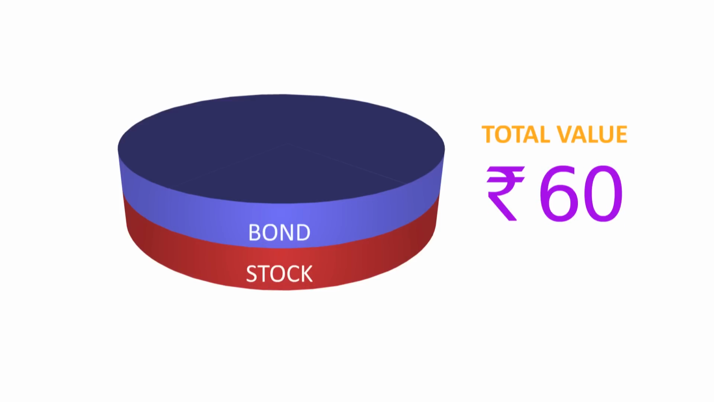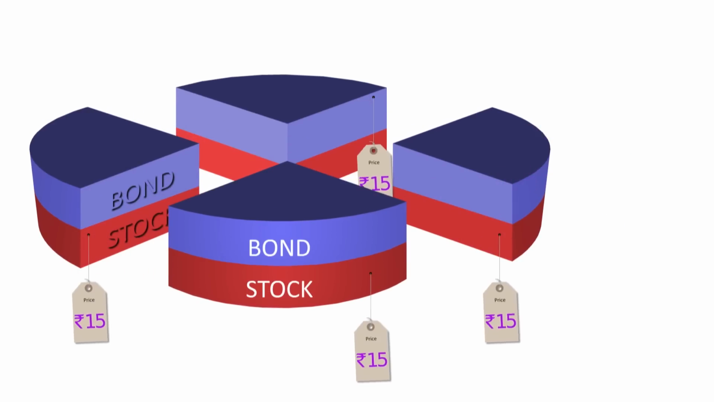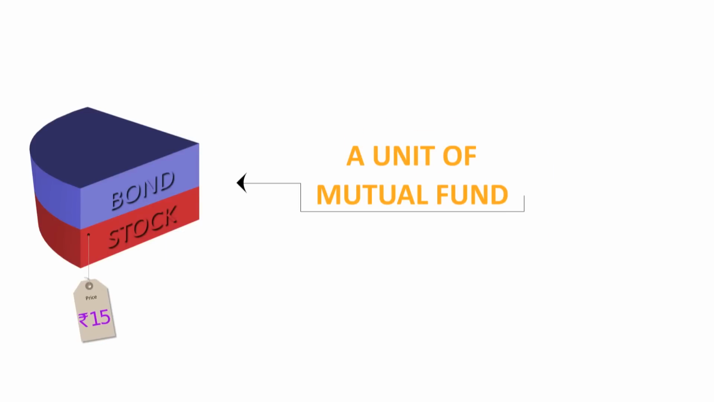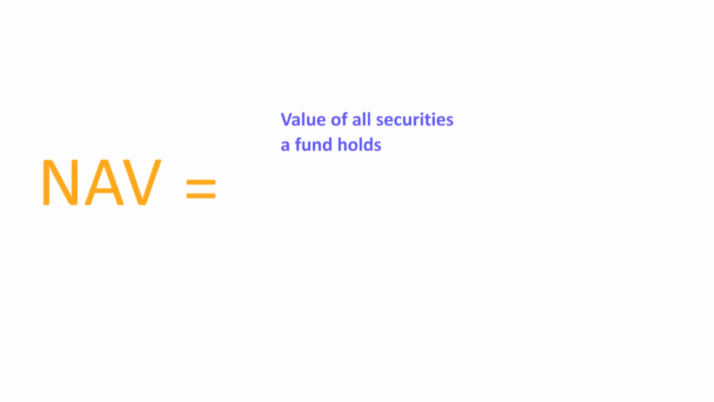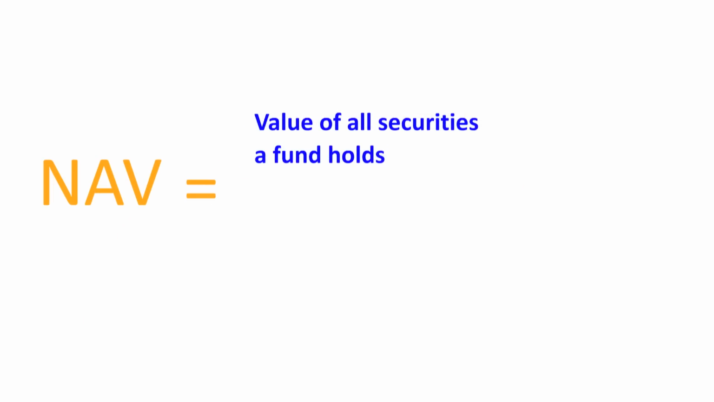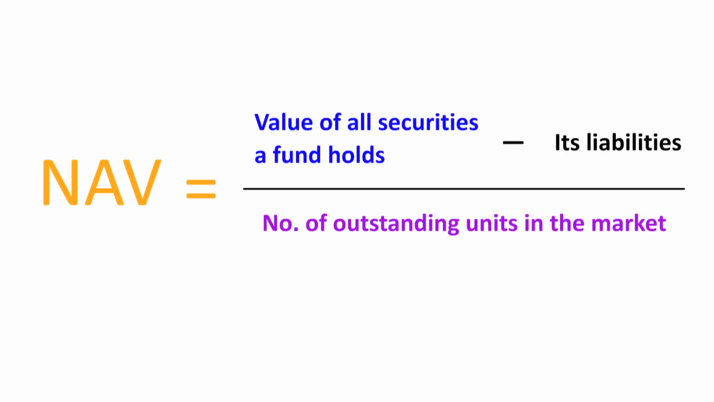A mutual fund works on similar principles. Instead of flour, cheese, and vegetables, its constituents are stocks and bonds. Just like a pizza is sliced into pieces, a mutual fund is broken up into units. The price of each such unit of a mutual fund is its NAV. NAV is equal to the value of all securities a fund holds minus its liabilities, divided by the number of outstanding units in the market.